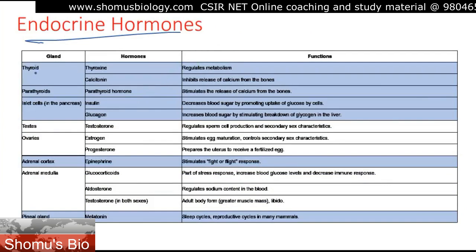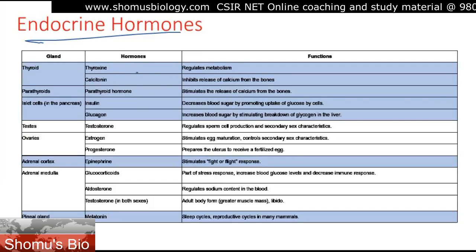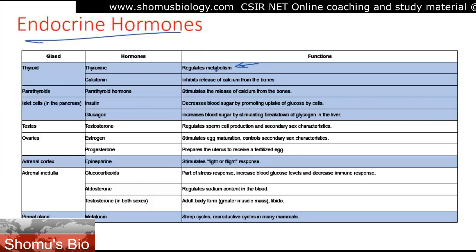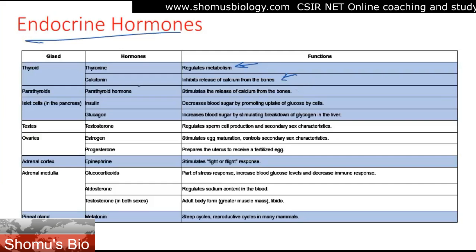So for example, the thyroid gland secretes two types of hormones, thyroxine and calcitonin. Thyroxine hormone regulates metabolism. That's the primary role of the thyroid gland. It regulates metabolism and is also responsible for the regulation of BMR. The thyroid also releases calcitonin. It inhibits the release of calcium from the bones, so it causes the bone to retain calcium.